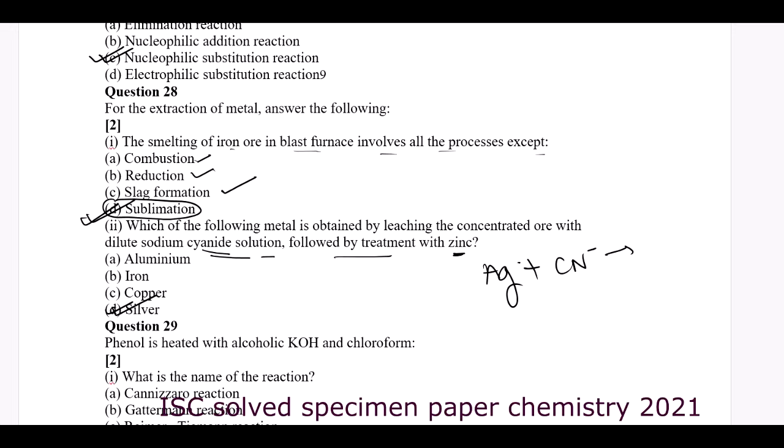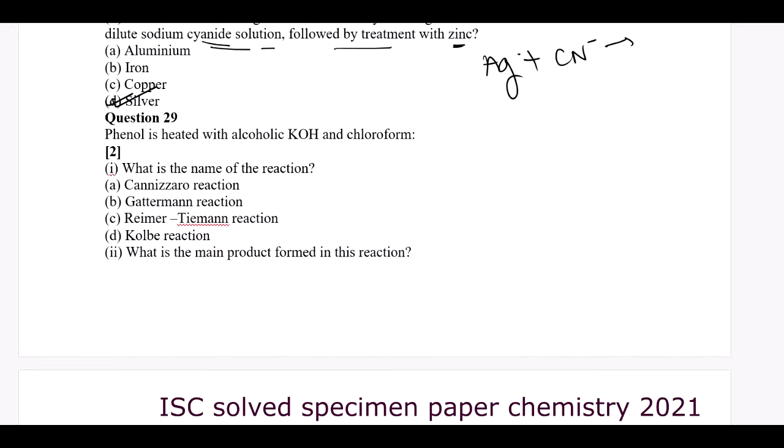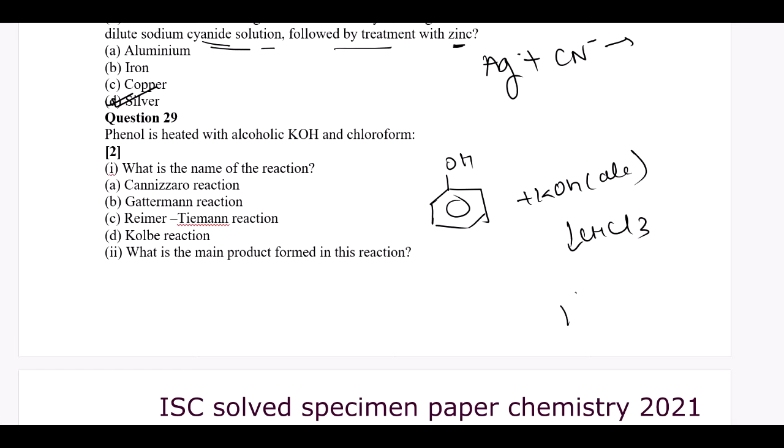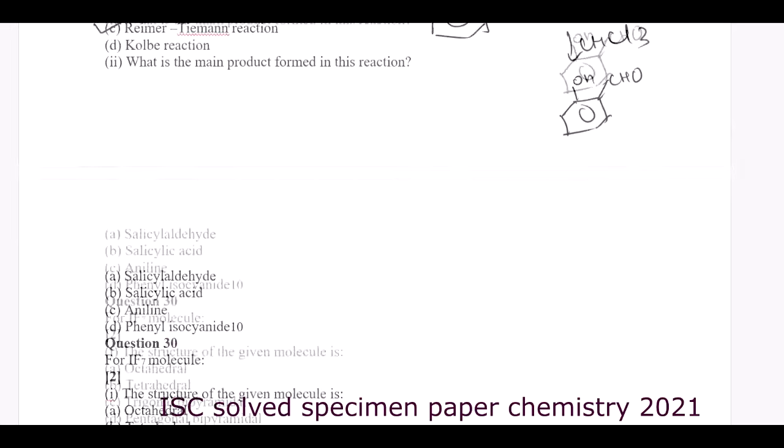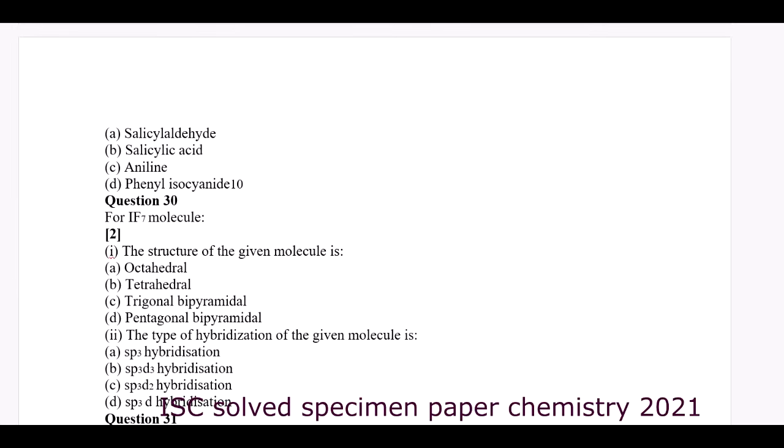Question number 29. Phenol is heated with alcoholic potassium hydroxide. So here we have phenol. We have taken alcoholic potassium hydroxide along with chloroform. And here what we will get is addition of CHO group at the ortho position. The name of the reaction is Reimer-Tiemann reaction. And what will be the main product of the reaction? The main product of the reaction will be salicylaldehyde.